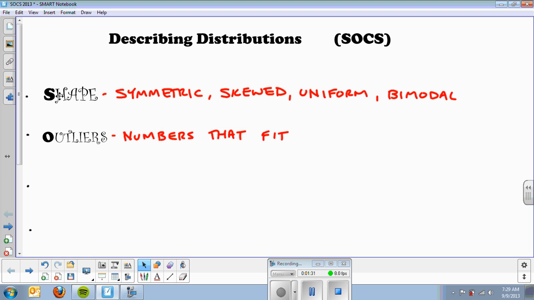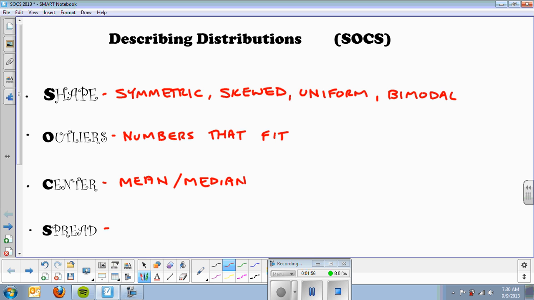The C stands for center. What is the center of the graph? You will use numerical summaries for this, and it's either going to be the mean or the median. Again, we will get into much more detail between those two. The last thing that you need to talk about, the final S, is the spread of the graph. That's basically the range. What values does the data set take on? Again, we'll get into more specifics on each one of these on each slide.